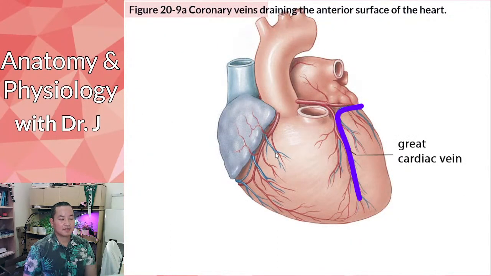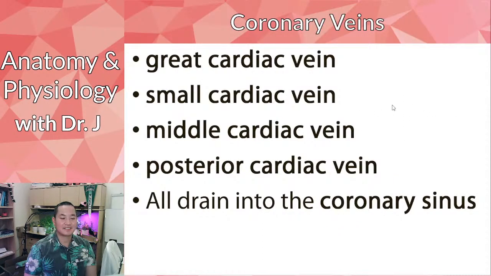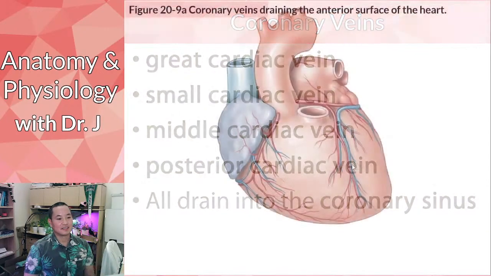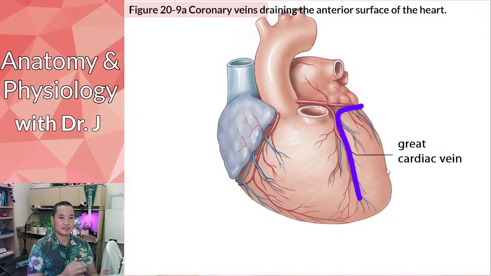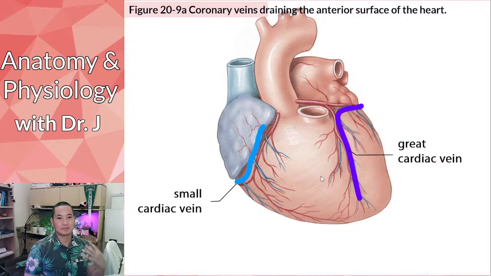Now, instead of having those systematic names, they have names like great, small, and middle cardiac vein and posterior cardiac vein. So they're a little less intuitive in describing how they're shaped or how they are arranged. The great cardiac vein is the one that's associated with the LAD. And then the small cardiac vein is more associated with the right coronary artery.